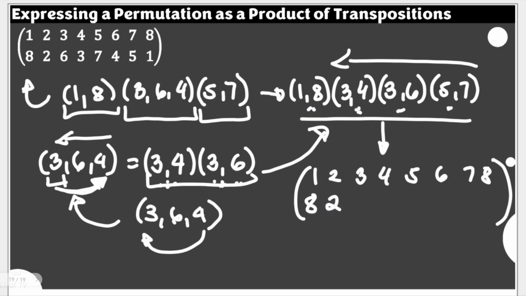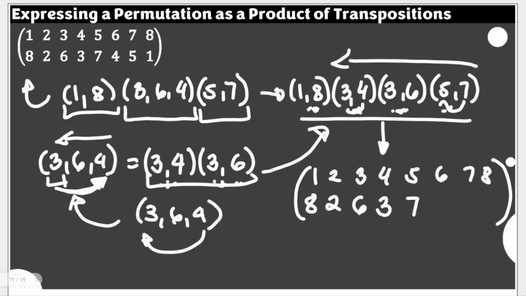For 3, 3 is mapped to 3, then 3 is mapped to 6. Take note, we are now on 6, and 6 is mapped to 6. How about 4? 4 is mapped to 4, 4 is mapped to 4, then 4 is mapped to 3. Now we are on 3, and 3 is mapped to 3. How about 5? 5 is mapped to 7. We are now at 7, and 7 is mapped to 7 for the remaining transpositions.